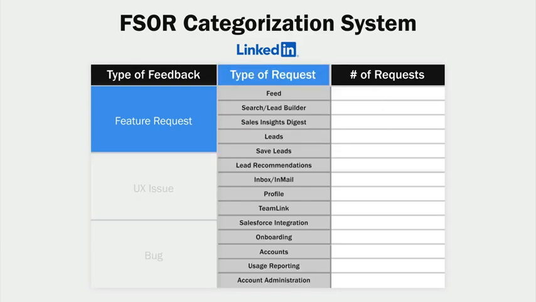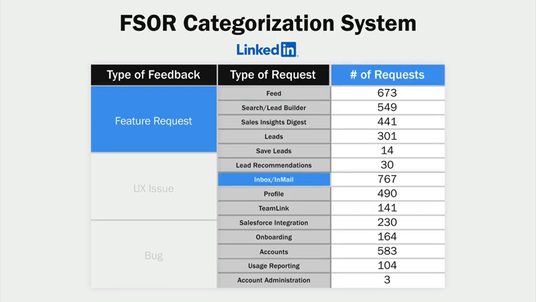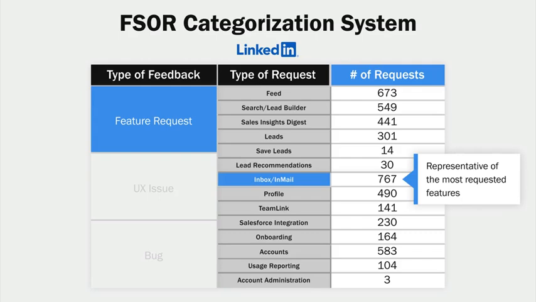The second layer of categorization sorted each ticket into 14 distinct feature areas. These areas each represented a different part of the LinkedIn Sales Navigator product, from feed to profile to accounts. This allowed the product champion to see what feature areas had the most feature requests. They prioritized feature areas with the highest number of feature requests in each review, making it more likely that the tickets they processed into feature requests for the FSOR were representative of the most requested features.